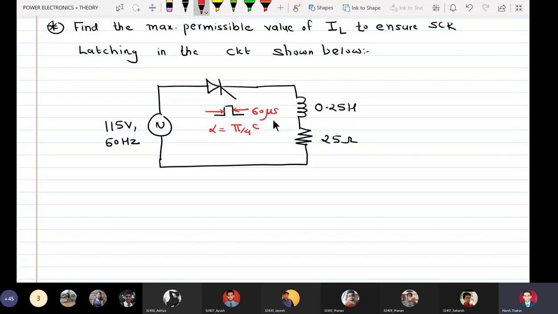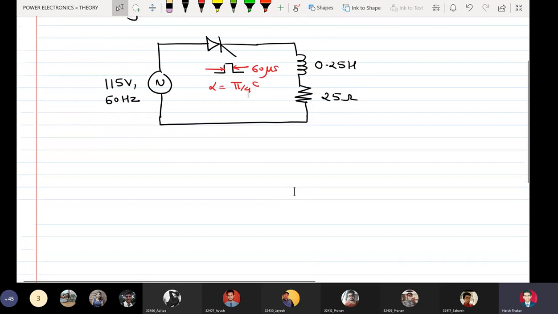Find the maximum permissible value of latching current IL to ensure SCR latching in the circuit shown below. So we have the source as 115 volt 60 hertz and the SCR is given a firing pulse with a duration of 60 microseconds at alpha equal to pi by 4 radians, and the load consists of a 0.25 Henry inductor and a 25 ohm resistor, right? So this is the first numerical in which instead of having a DC input we are applying an AC input. So let us see how to solve this.